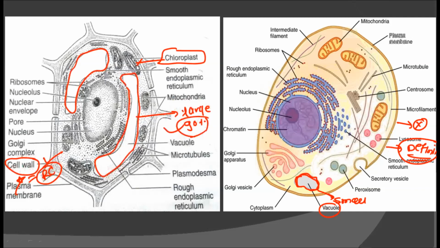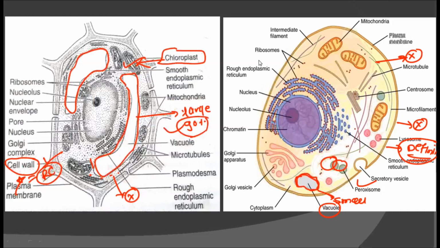That is, the chloroplast, which is the photosynthetic organelle, is present in the plant cell, but it is completely absent in the animal cell. The next difference between the two is that you will find the peroxisomes in the animal cell, but the peroxisomes are absent in the majority of the plant cells.